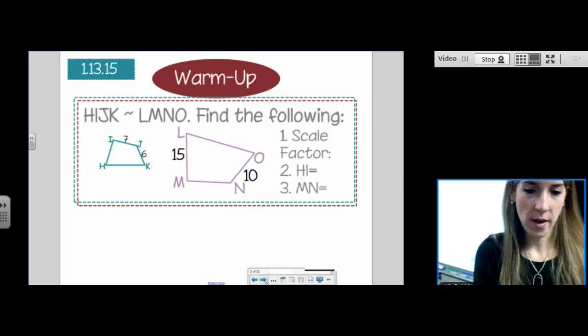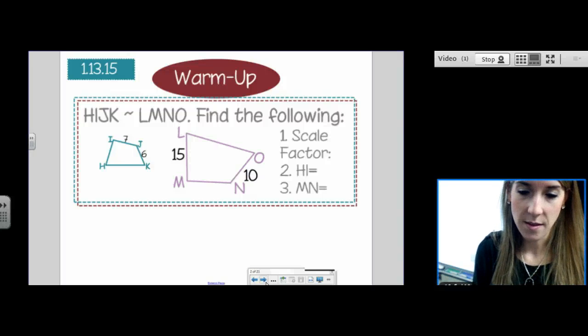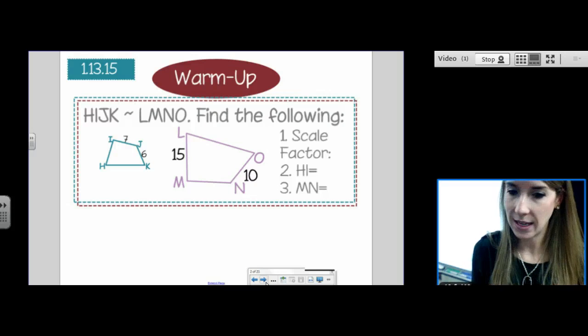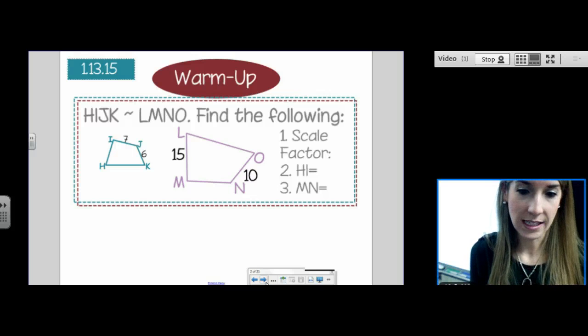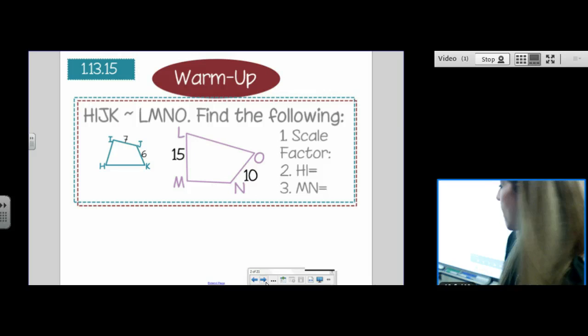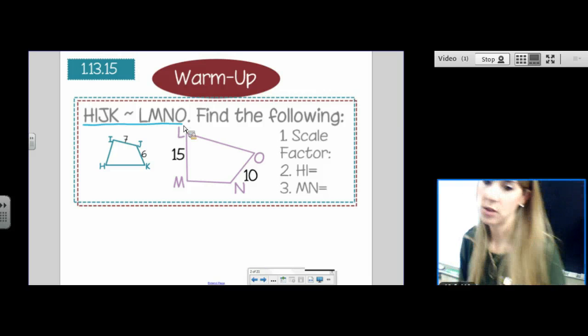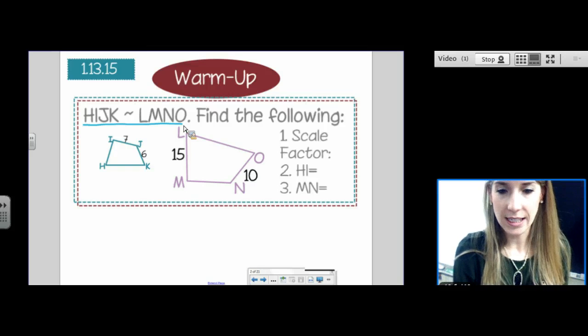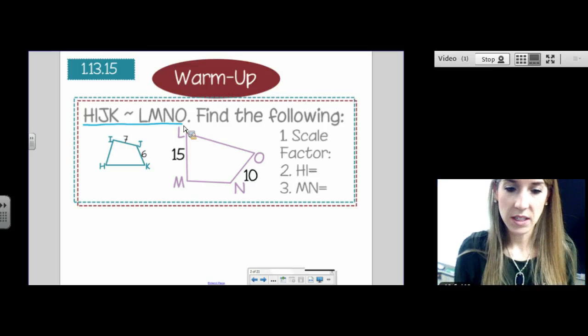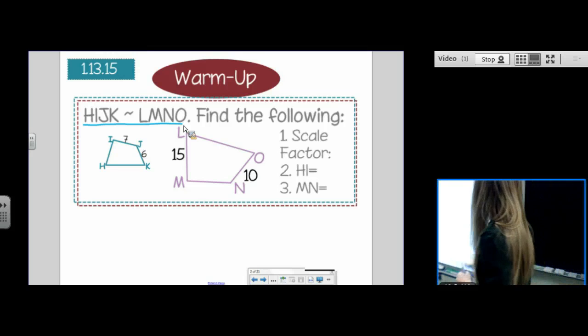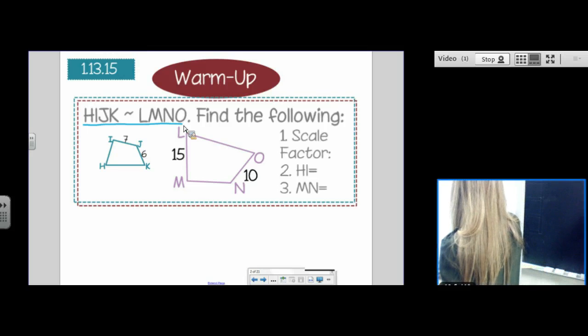So take a look at the warm-up, find the scale factor, find the missing sides, but make sure you're paying attention to corresponding sides, because the order of the similarity statement is going to tell you which sides correspond with each other so you don't accidentally set up the wrong proportion, and this will greatly help you on today's quiz. Awesome job, Eric. The scale factor is 5/3.